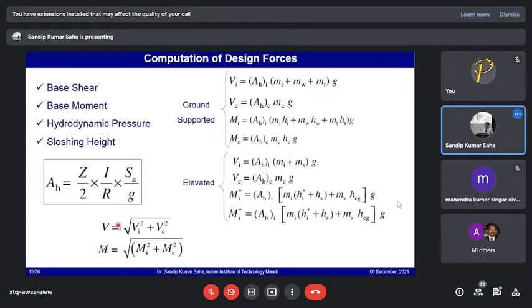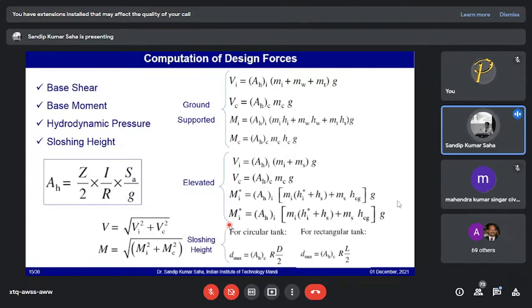Now again, for liquid storage tanks of circular plan, or the cylindrical tank, it doesn't make any difference what the direction of the earthquake excitation is. But when it comes to liquid storage tanks with rectangular geometry, then these values need to be calculated in both directions independently, and then we arrive at the design forces.